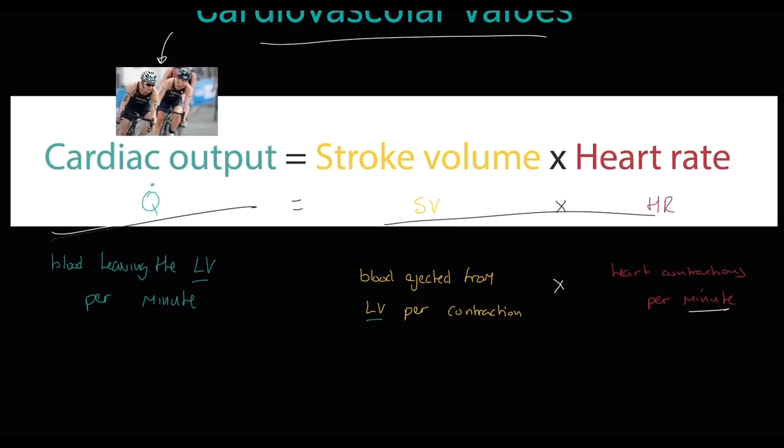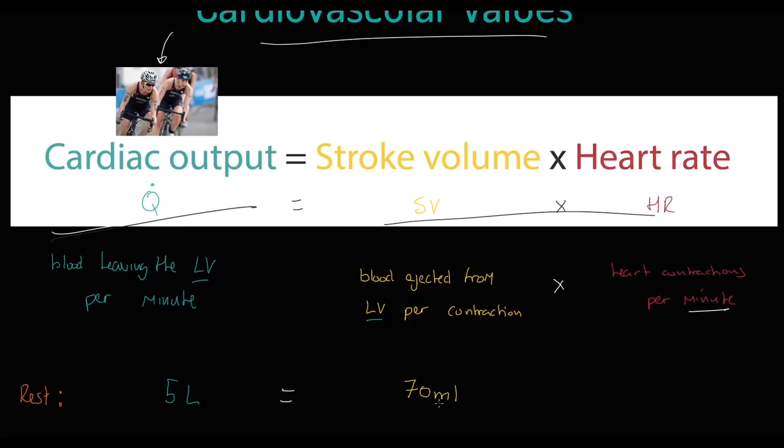Now, in terms of numbers, let's do this. We're going to say at rest here. So this is going to be our resting value. We find that cardiac output tends to be in the region on average of 5 liters, and that's got to equal something. And of course, we've got blood ejected from the left ventricle per contraction, and we tend to find that this is in the region of about 70 milliliters. Approximately 70 milliliters of blood leaves yours and my left ventricle per contraction as we sit doing the things we're doing now.